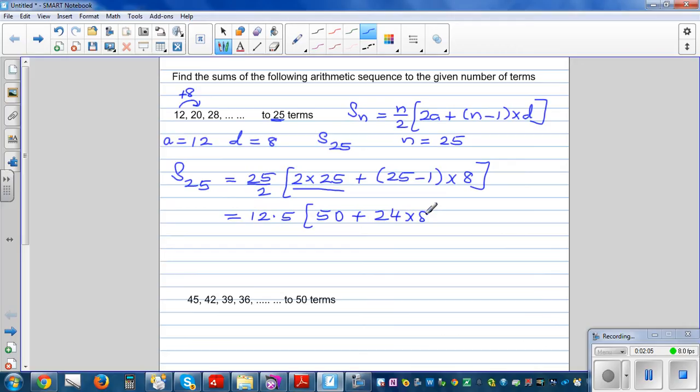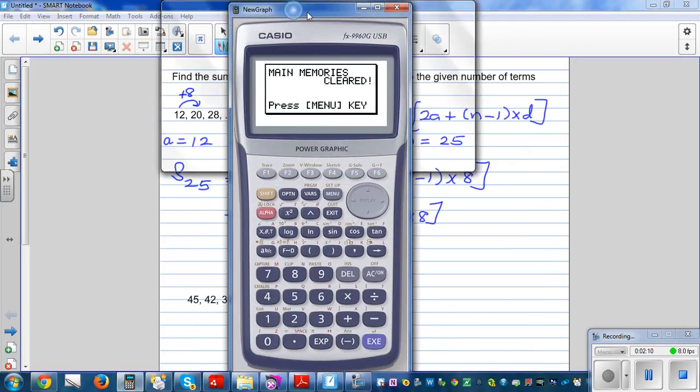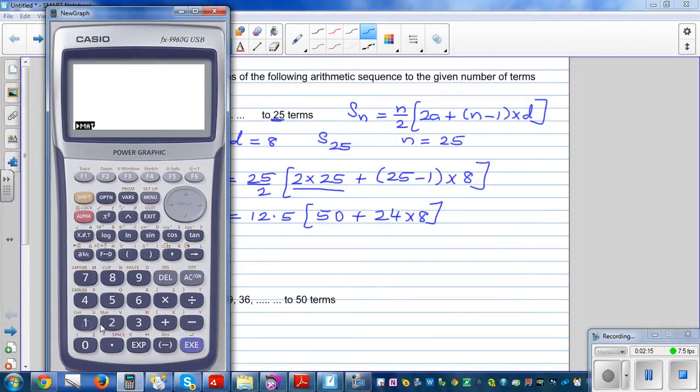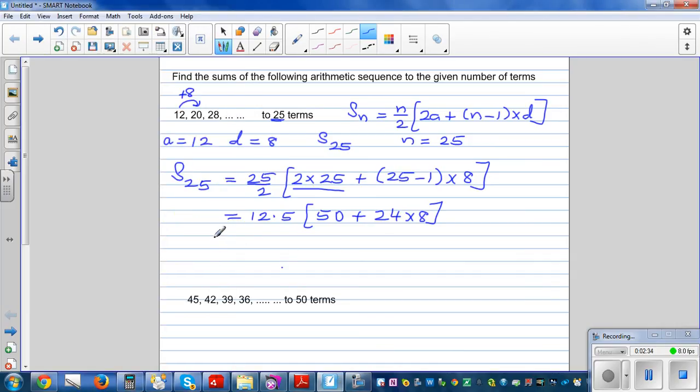So now we are going to use the calculator. So this is my calculator. Let me drag this slightly to this side so that I can see the numbers. So this is 12.5 times bracket 50 plus 24 times 8, close the bracket. And the sum is 3025. So you can say S25, the sum of the first 25 terms of this arithmetic sequence, is 3025.